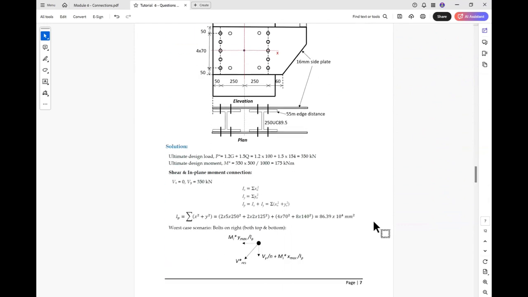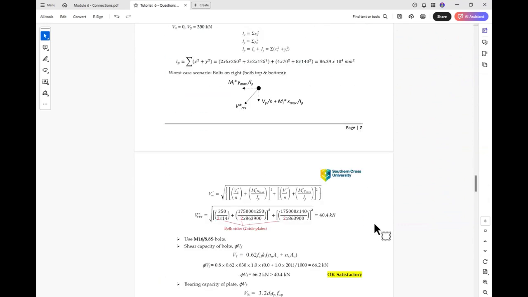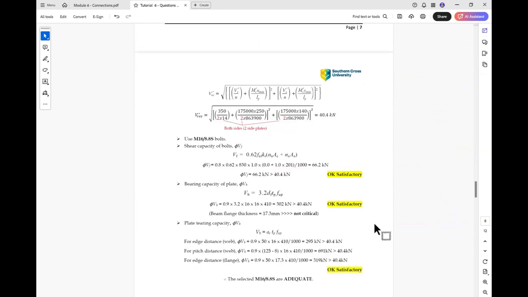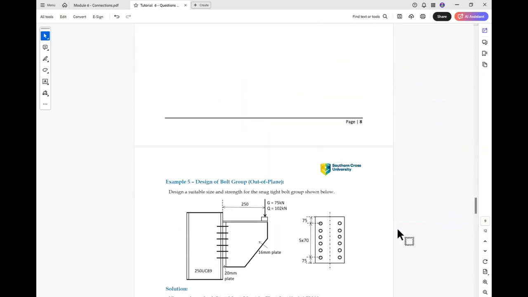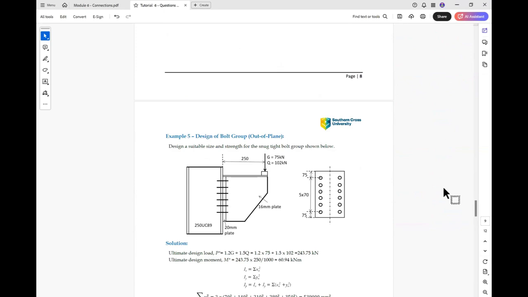So this is another example of the groups. You can have a look at them, and if you have any questions, just let me know, guys.